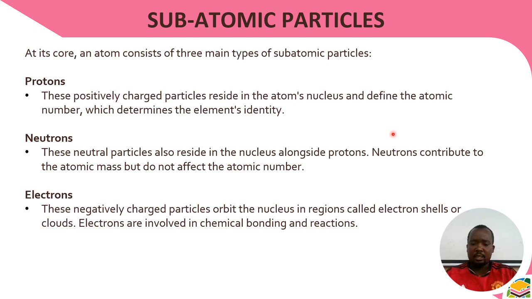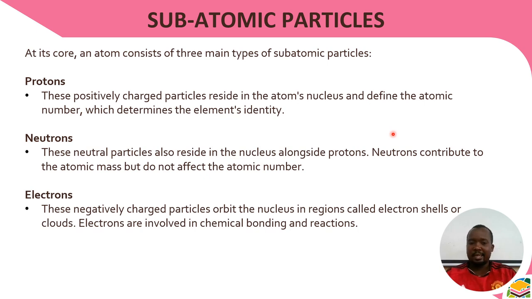How an atom weighs, how an element weighs, this is mostly contributed by the neutrons, because the neutrons do affect the atomic mass, which is another characteristic of an atom. But they do not affect the atomic number. So here, the atomic number is only affected by the protons, while the atomic mass is only affected by the neutrons and not the protons.